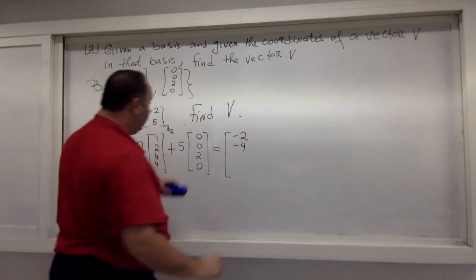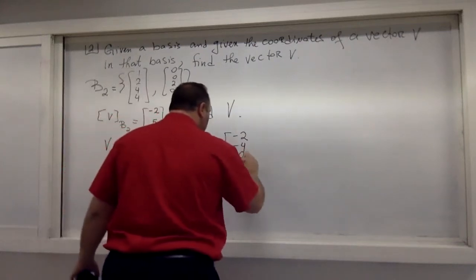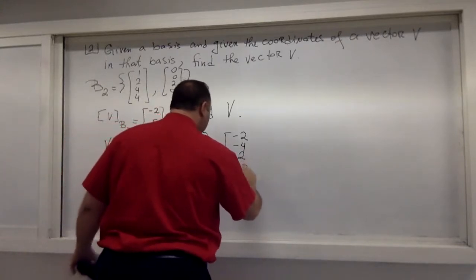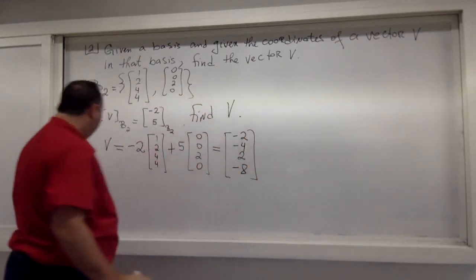Minus 8 plus 10, that's 2. And then minus 8 plus 0 is minus 8. So V is this guy.